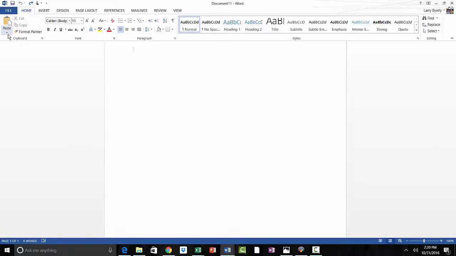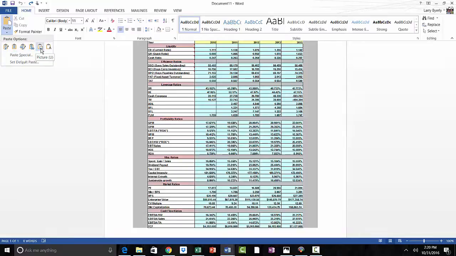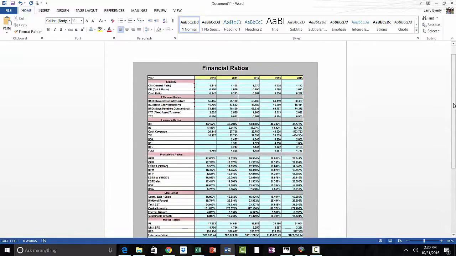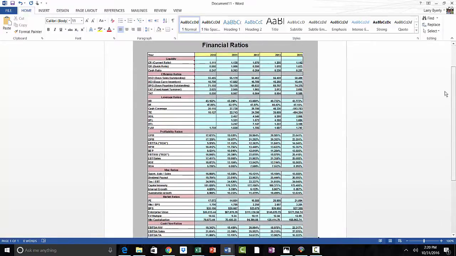So we go back. Now you go to Paste Special, and right here is a little thing. It says Picture. So now it's in there as a picture, and that's what you want. Now that it's a picture, you can format this.